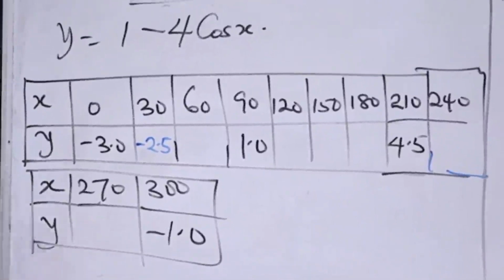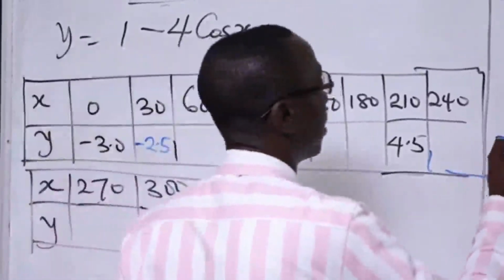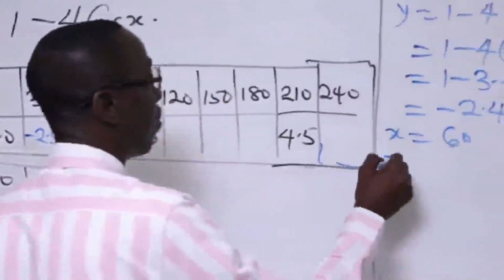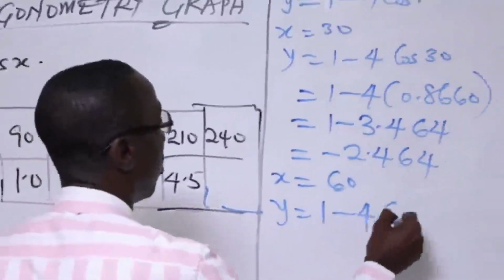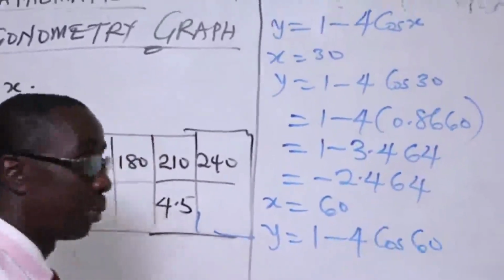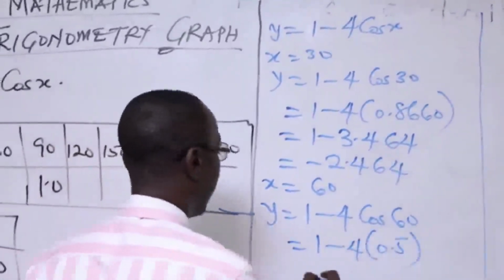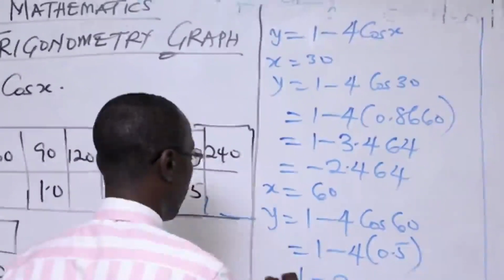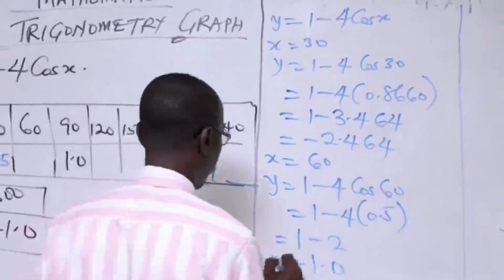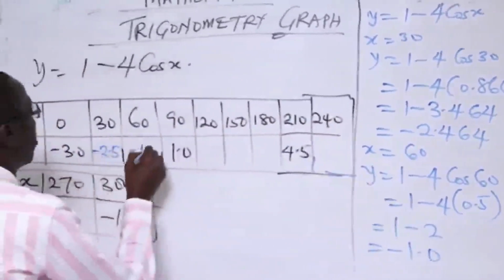Great. The next one will be x is equal to 60. So you have y is equal to 1 minus 4 cos 60. Cos 60 should be 0.5. So this will be 1 minus 4 into 0.5. And that will be 1 minus 2. And that will be minus 1.0. So this will be minus 1.0.